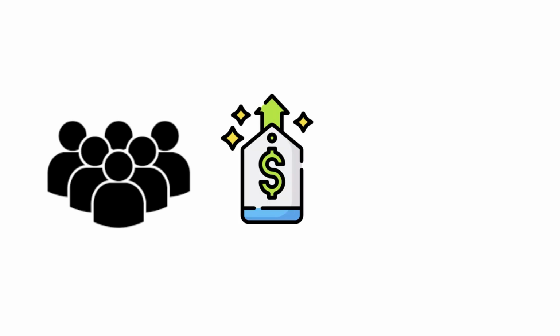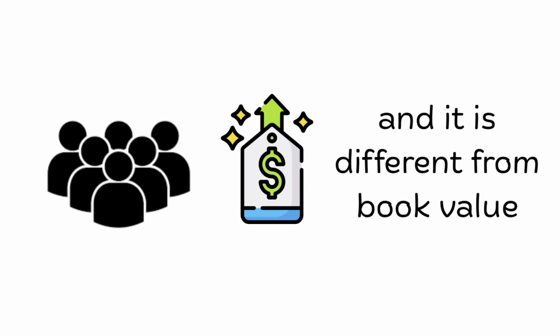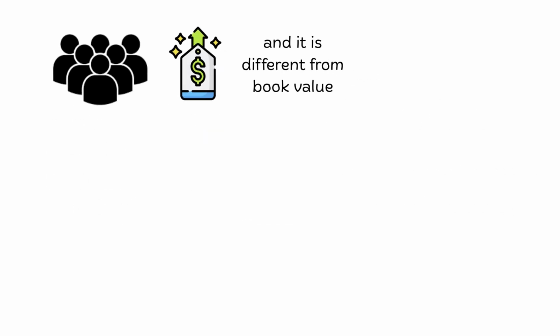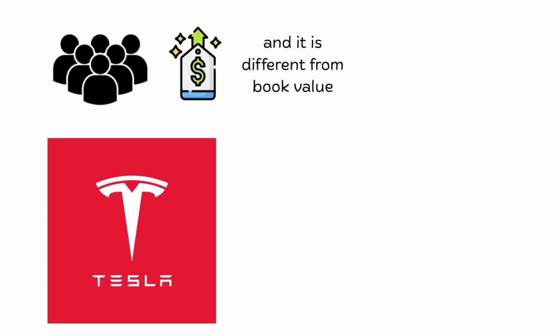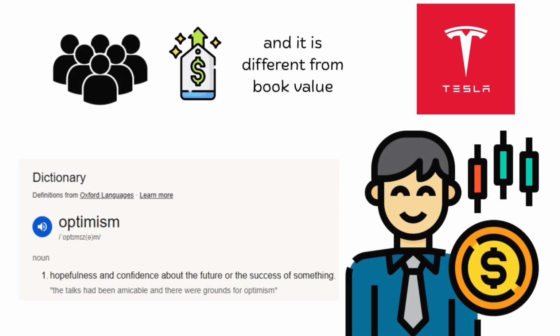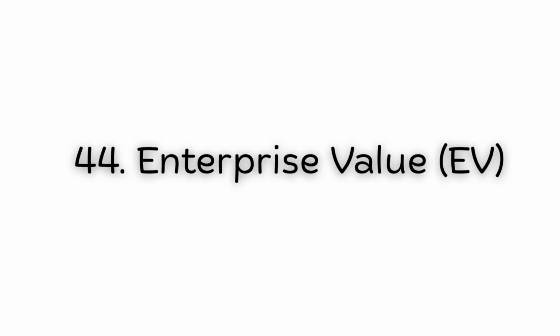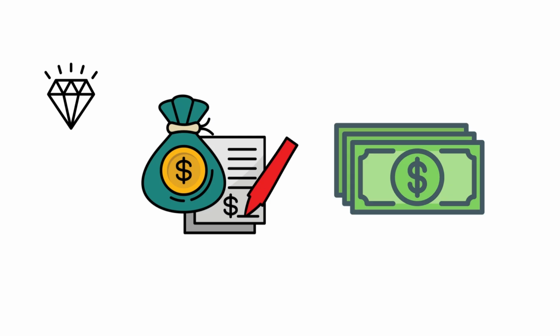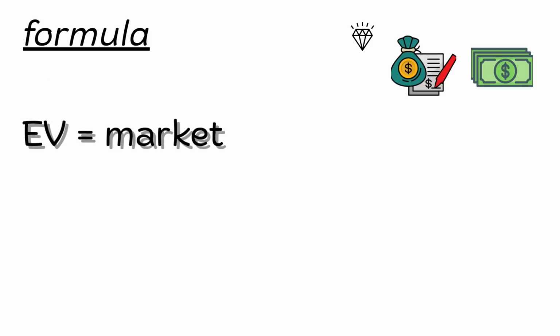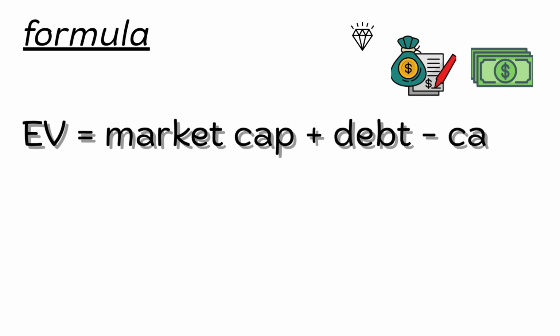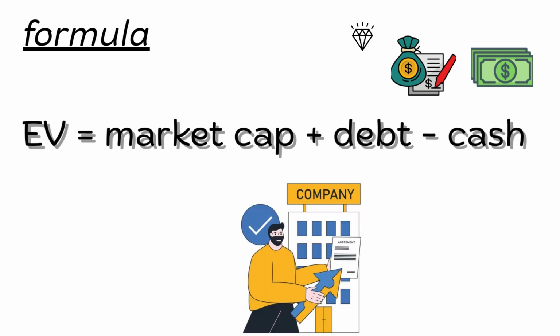43. Market value. What the market says about your company. Is it worth it or not? And it is often different from book value. The best example is that Tesla's market value is way higher than its book value because of investor optimism. 44. Enterprise value. The true value, which includes debt and cash. Formula: EV equals market cap plus debt minus cash. It's what someone would pay to buy the whole company.